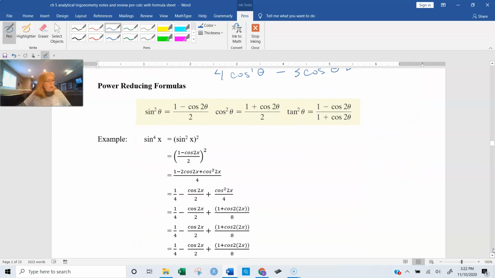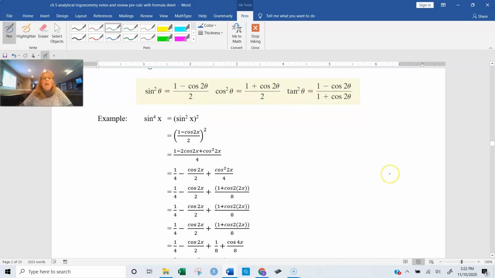Power reducing. All right, I will tell you these are not used very often, at least I don't use them very often. So I'm going to do a short example of one of these and not be too awfully worried, but you still have to know them. And again, those are formulas that you have.